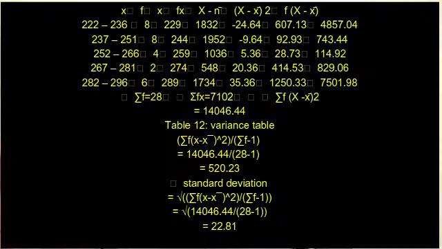To get the variance, we take the sum of the frequency times the observation value minus the mean, squared, divided by total frequency minus 1. And the simplest is the standard deviation. For the standard deviation, you only need to take the square root of the variance. That's all. Thank you.